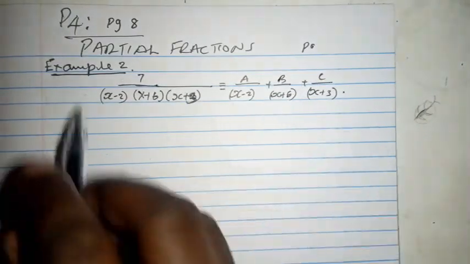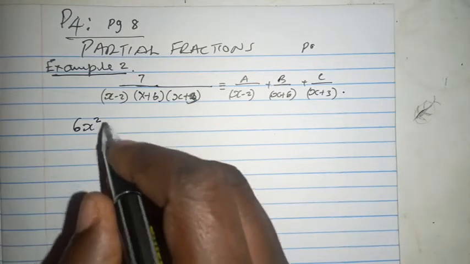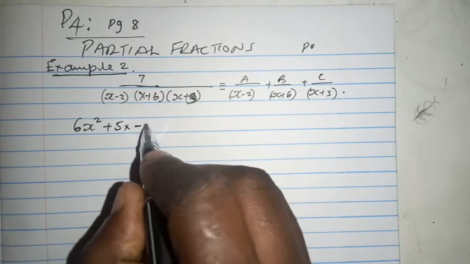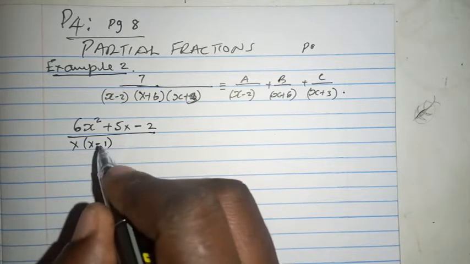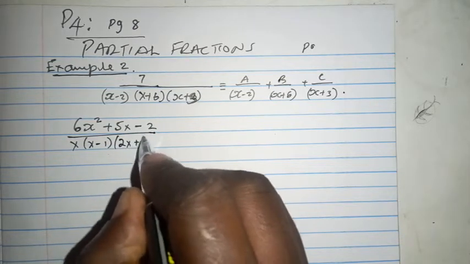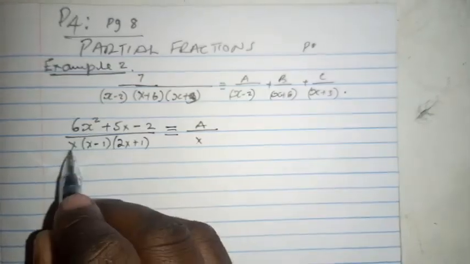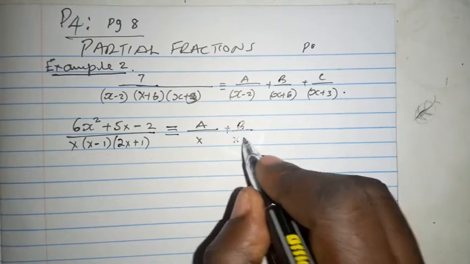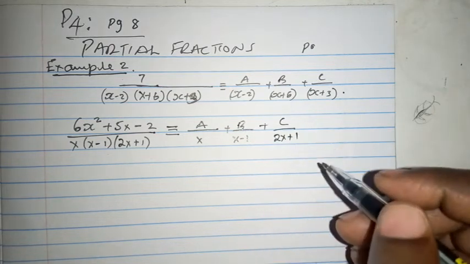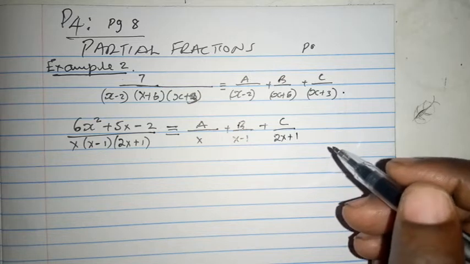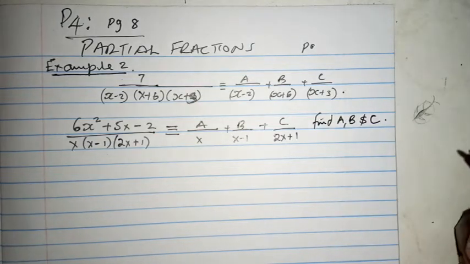I want us to go directly to example 2, which says that given that (6x squared plus 5x minus 2) all over x(x minus 1)(2x plus 1) can be written as a over x, the first divisor, plus b over the second divisor, x minus 1, plus c over the third divisor, 2x plus 1. Find the values of the constants a, b, and c. That is the question.